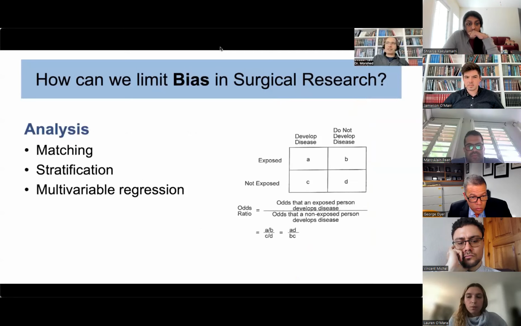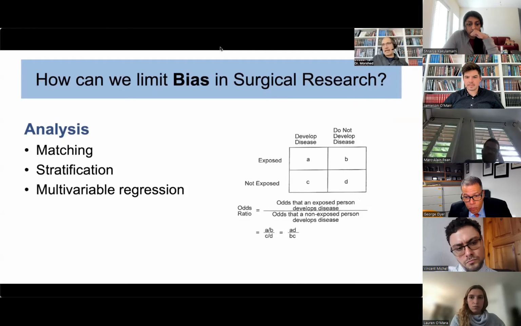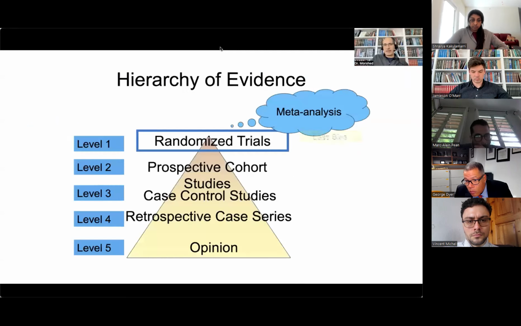Now, how about after the design phase? Are there steps that we can take in analyzing our data that can control for sources of bias? Well, I mentioned a couple of these earlier. Matching: we can match in the analysis phase as well as in the design phase. We can stratify our analysis, or we can perform multivariable regression to introduce potentially confounding variables into our models, or adjust for them by stratification, thereby removing the confounding effect.